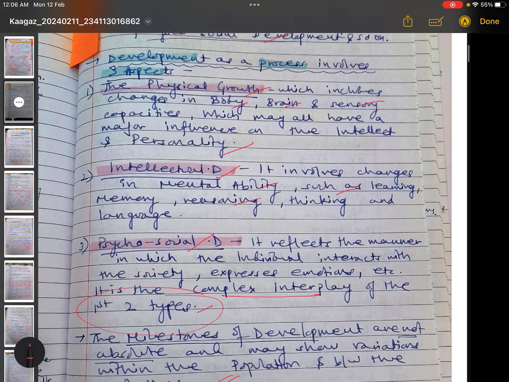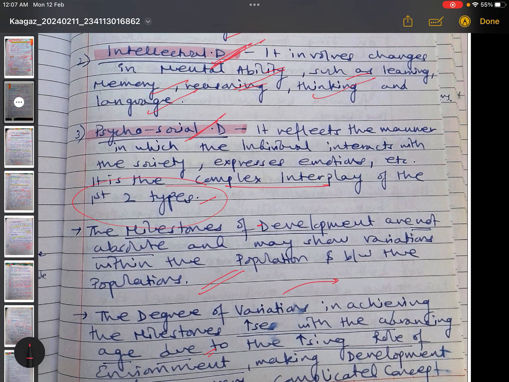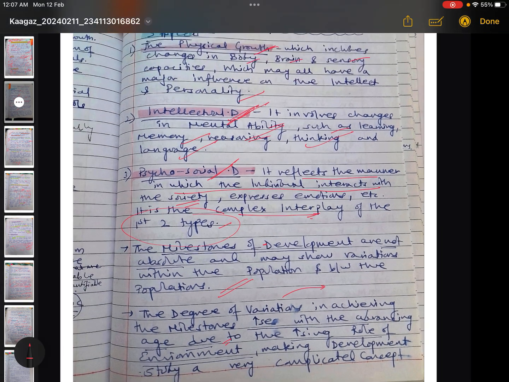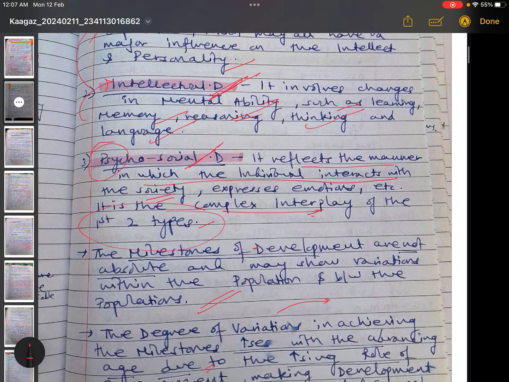Development as a process involves three aspects: the physical, the intellectual, and the psychosocial growth. Physical is the increase of body in size, brain, sensory capacities. The intellectual development is your reasoning abilities, your thinking, your memory, your mental ability, your language. Psychosocial basically reflects the manner in which the individual interacts with society and expresses emotions. It can be said to be a complex interplay of the intellectual development and the physical development.